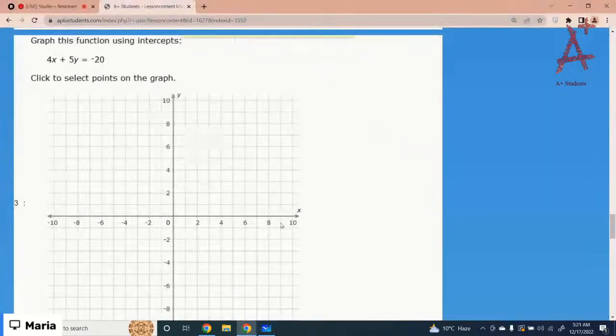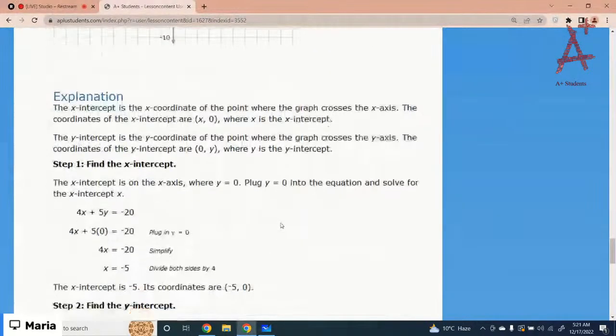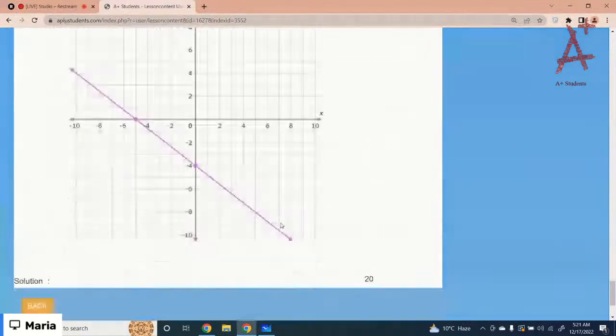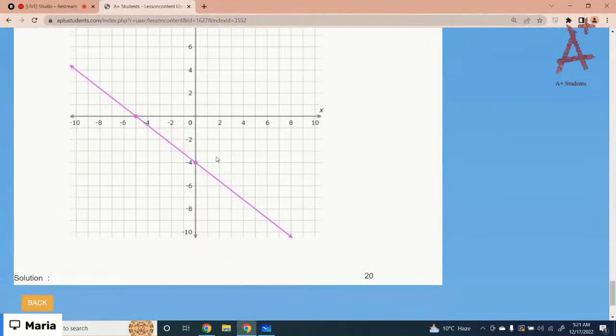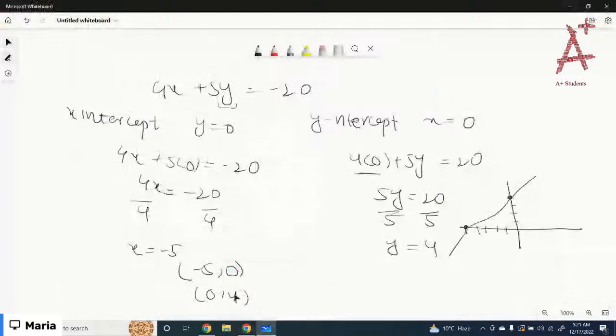So the correct option is, here is the graph of the equation. Got it? So select the correct option. I plotted the points negative 5 and 0 and 0, 4. Oh, we have negative 20. I forgot to write negative 20 here. It would be the negative 4. Got it? So the graph looks like this. Not this one. It would be 1, 2, 3, negative 4. Here is the graph. Got it?